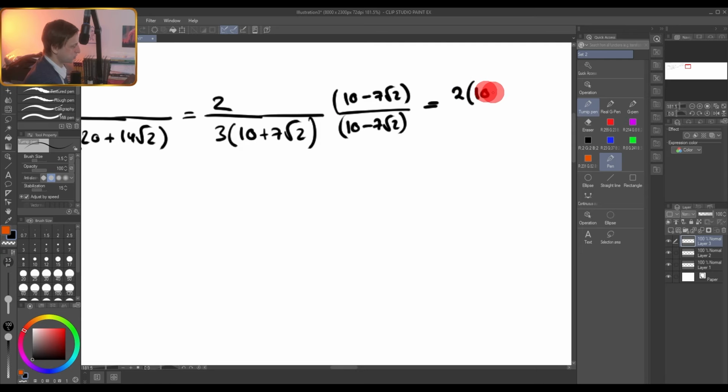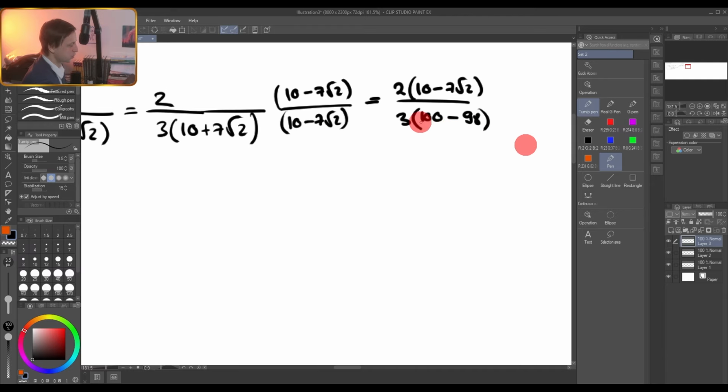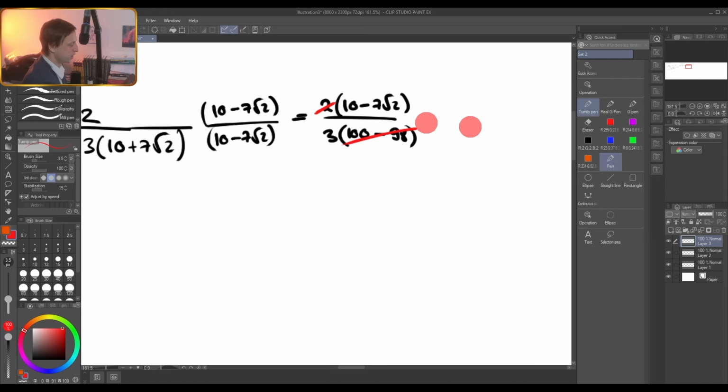So let's multiply it, and what will we get on the top? 2 times 10 minus 7 square root of 2, and here we will get the difference of squares, right? So it will be 3, and it will be 100 minus 49 times 2, which is 98. 49 times 2, yeah, 98. So this one will be 2, so it is 2 and it is 2, and the result is 10 minus 7 square root of 2 over 3.